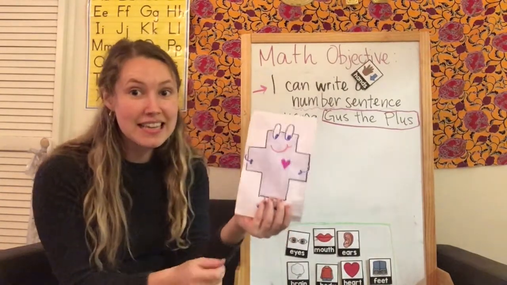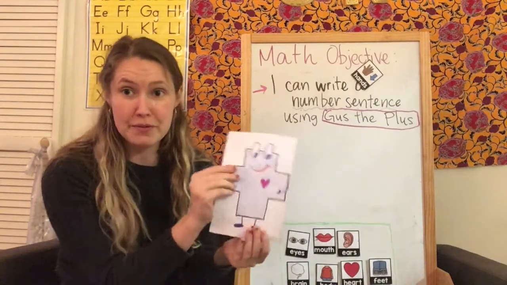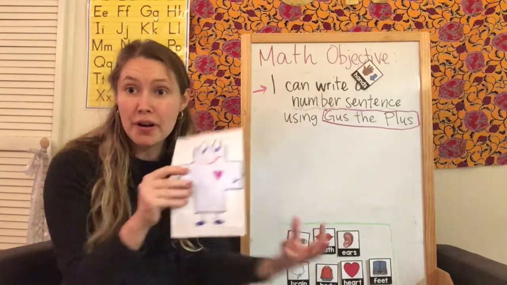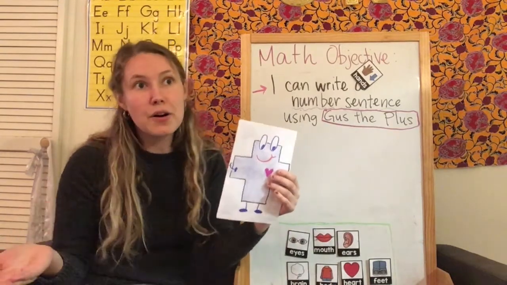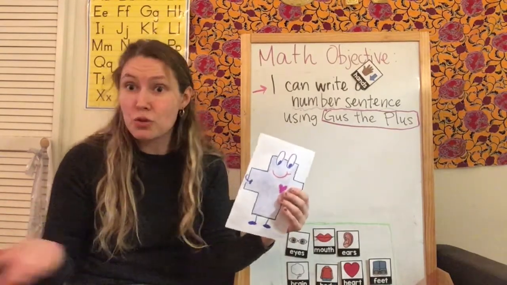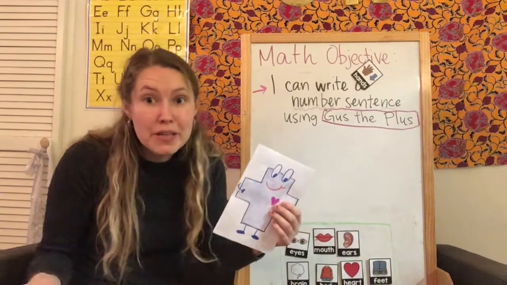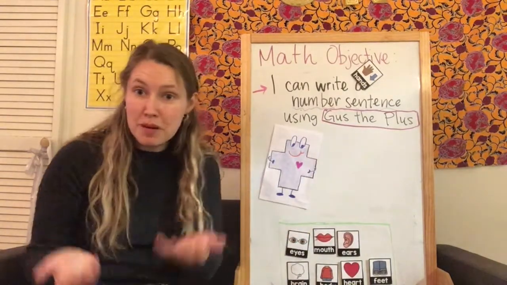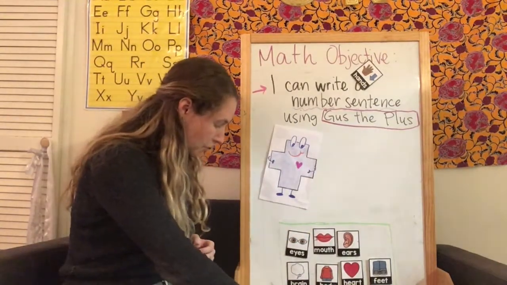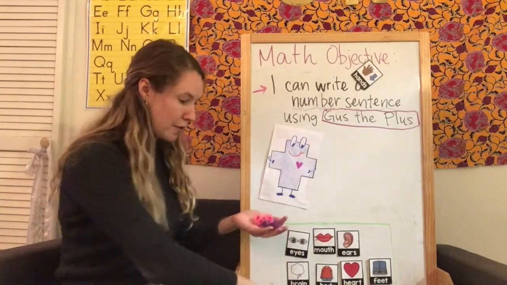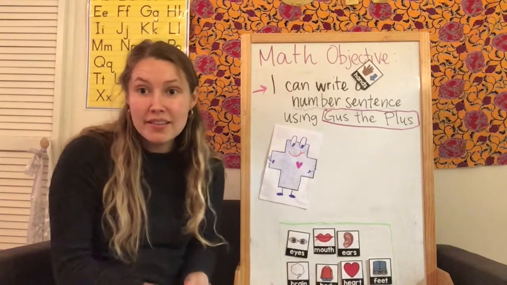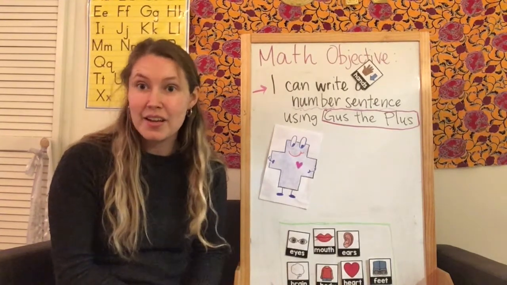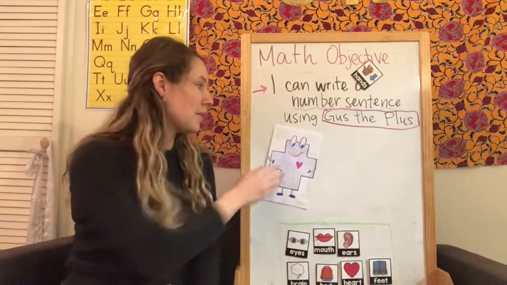So Gus, he actually wants to be a builder when he grows up. He likes to put things together to make them bigger. Just like how you could build Legos or build a big tower with blocks, or how last week we were building with our Unifix cubes. Remember that? How last week we were building numbers by putting things together? Oh, so Gus the Plus can actually help us with that. We're going to think about how he could help us today.